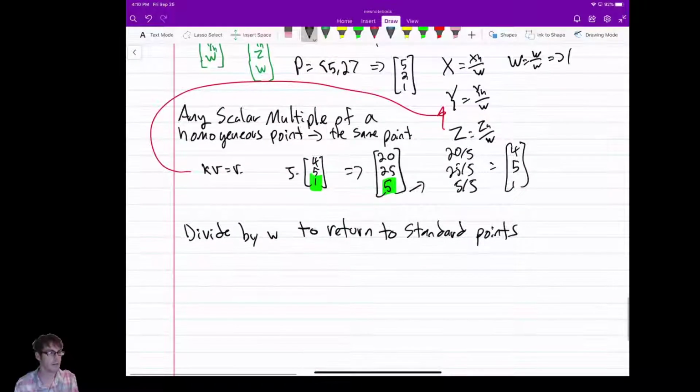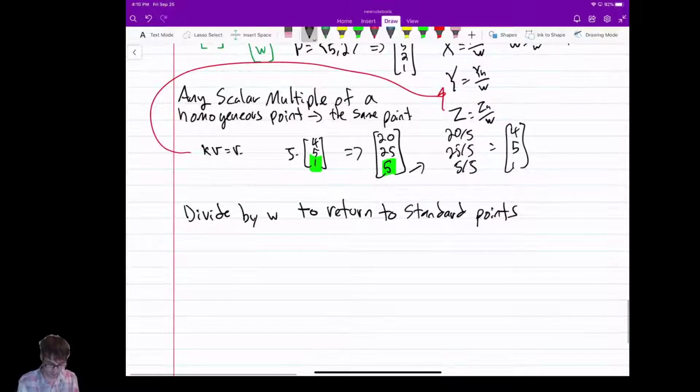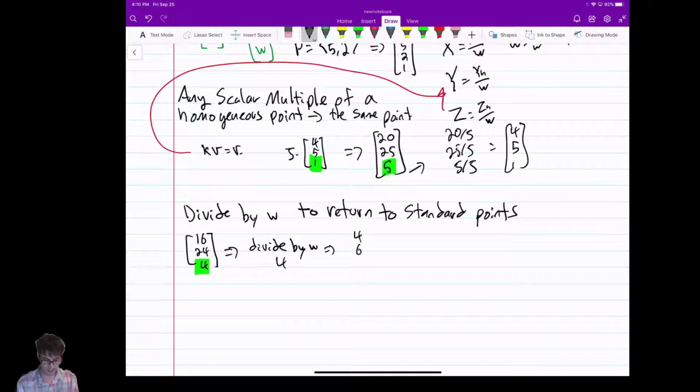Cool. I actually have another example in here. Why not? 16, 24, and 4. This is a two-dimensional homogeneous point. So to bring it back to our standard coordinates, I divide it by the W. Let's divide everything by 4. So then divide by W, which is 4. This gives me 4, 6, and 1. Yay! And then the point itself is 4, 6. So even though it's 16 and 24, it's a homogeneous point.